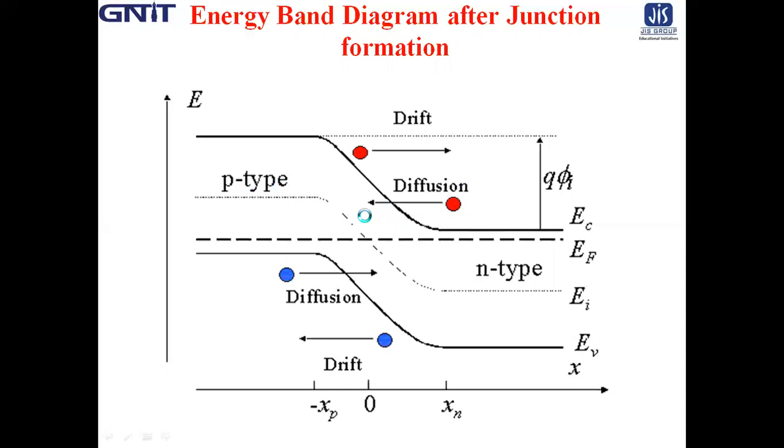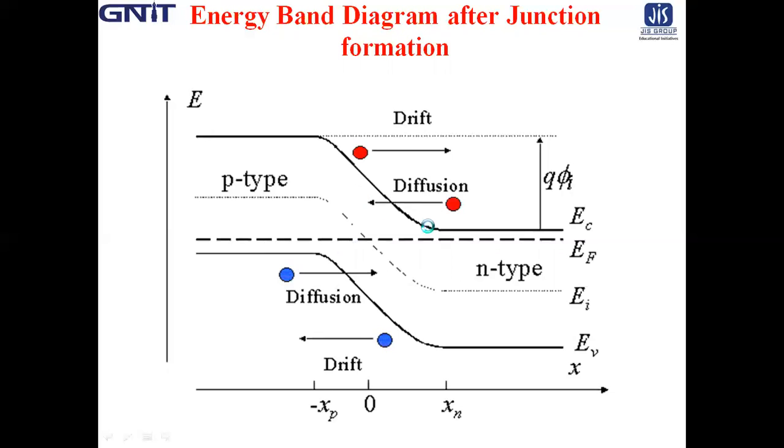Third is the hole drift current from N to P region, due to a built-in field from N to P region arising from hole particle drift from N to P. See, this is the hole drift. And electron drift current, another current due to built-in field from N to P region, arising from electron particle drift from P to N region.